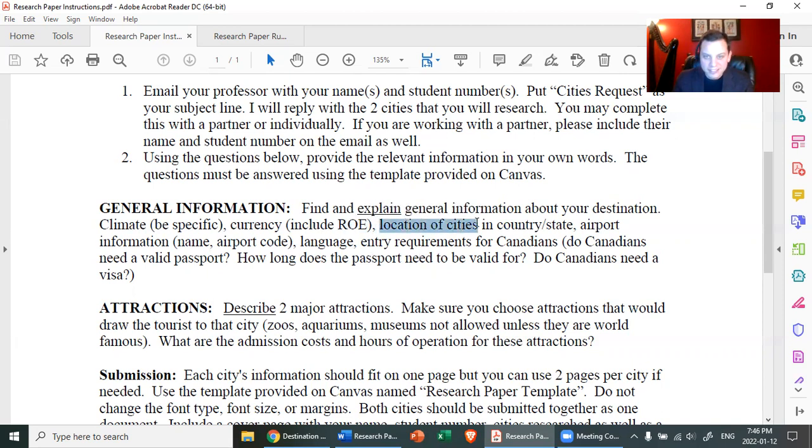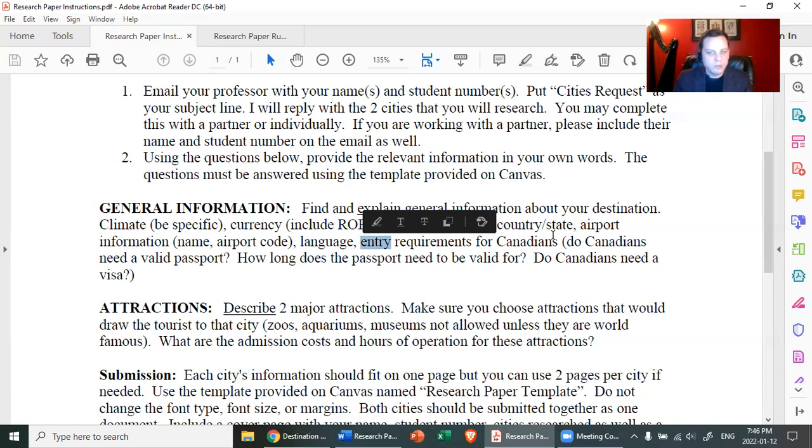Where are these cities within that country or state? What's the information about the airport? And include the airport code. So that's different from the name. For example, in Toronto, there's an airport called Toronto Pearson. It's the big one, but the code is YYZ. So make sure you include both.